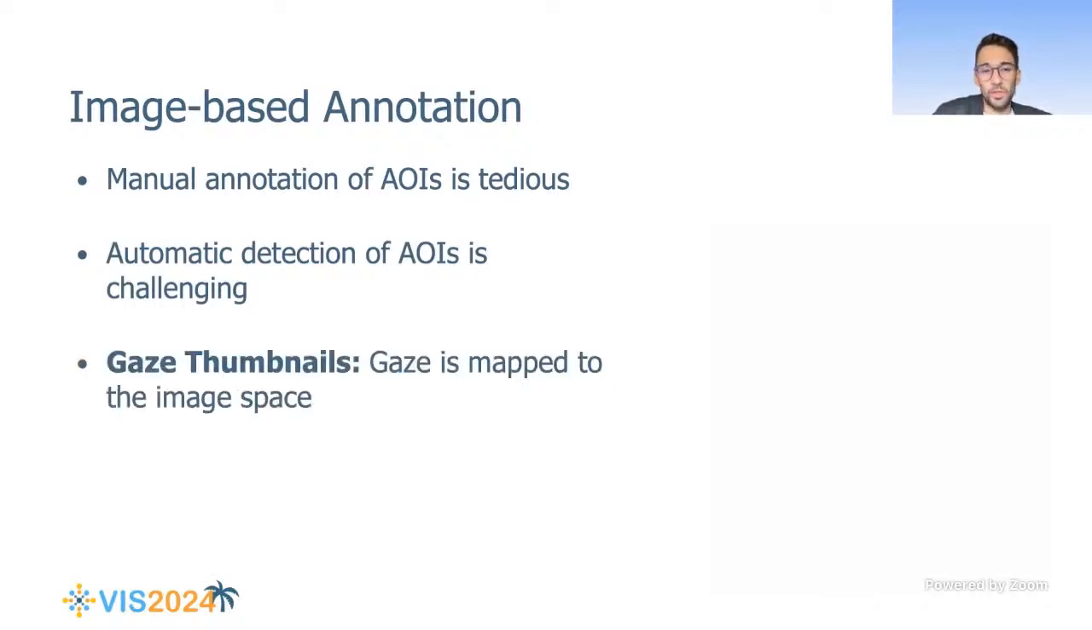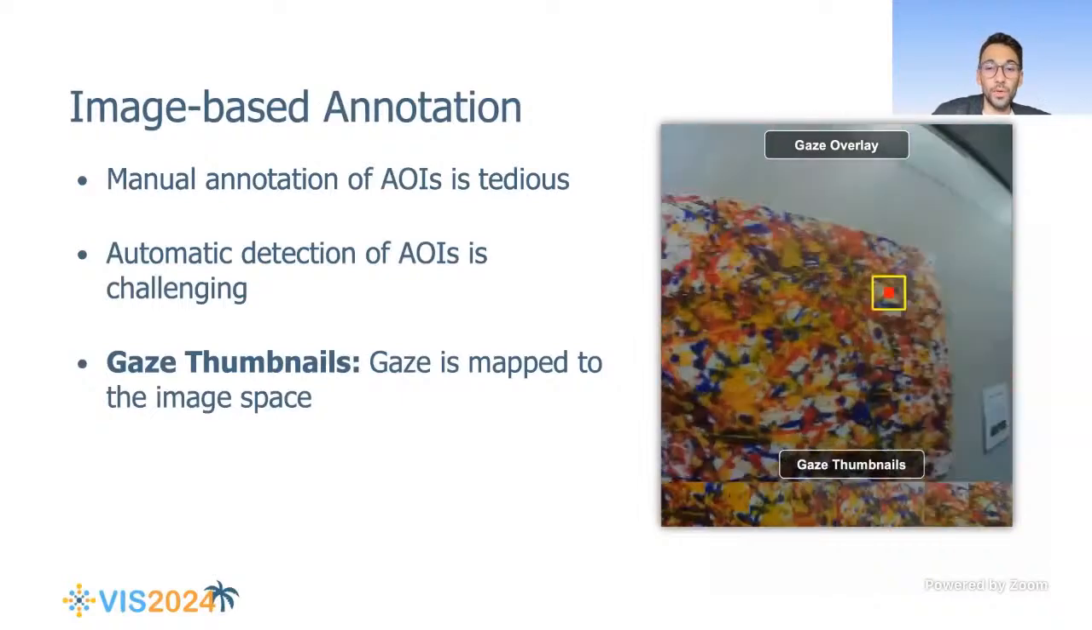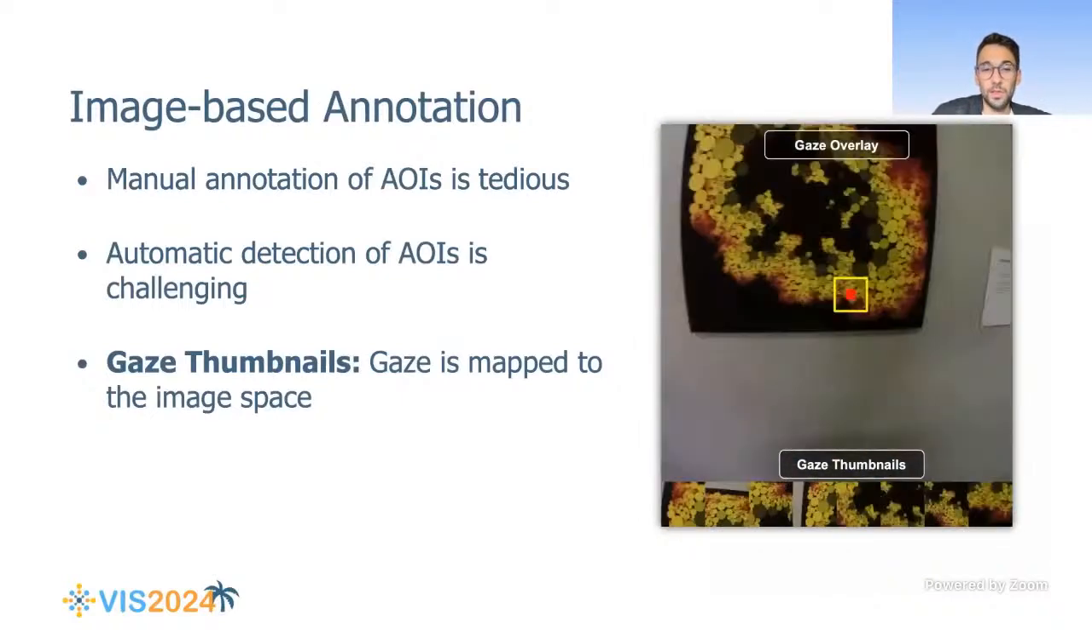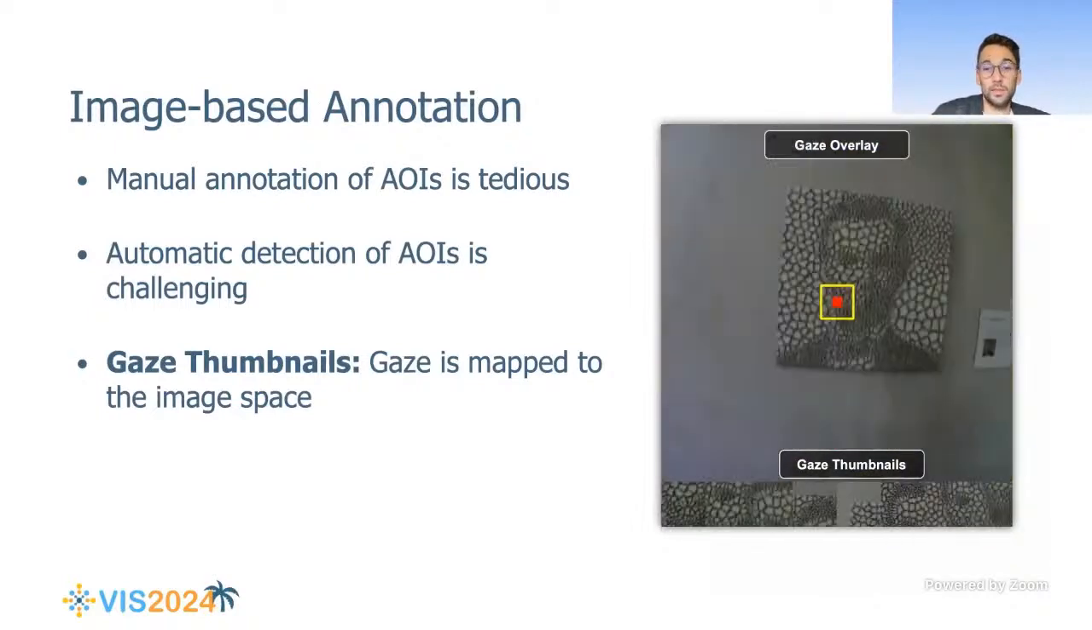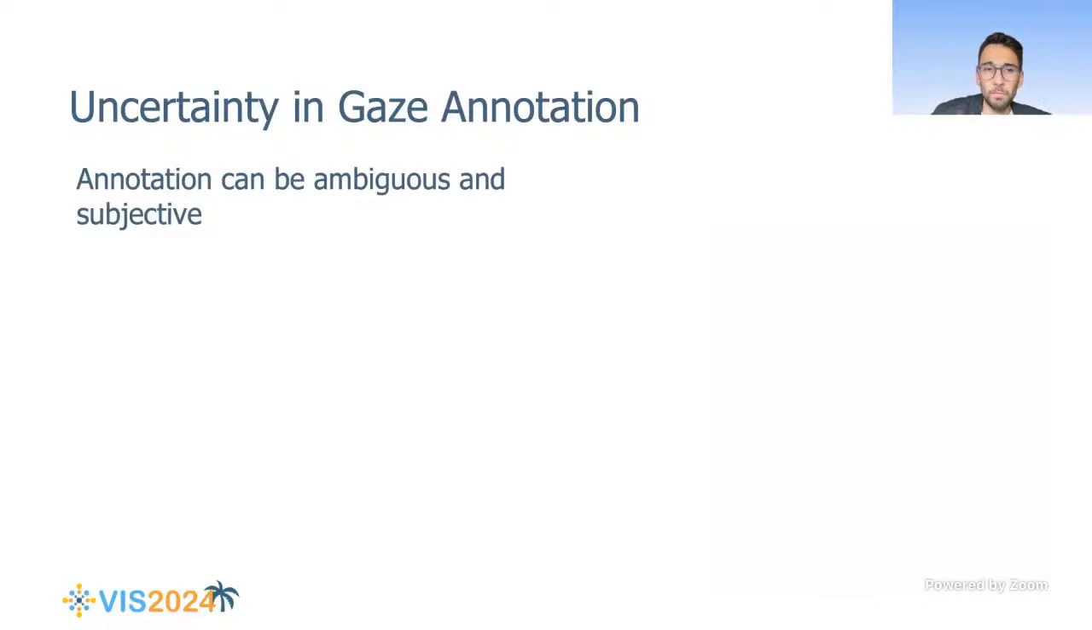There are alternative approaches to annotate gaze data. For example, gaze thumbnails, which provide a link between gaze points and the actual stimulus. These thumbnail representations can serve as a basis for the annotation task. Another problem of annotating gaze data is uncertainty. Annotation can be ambiguous and subjective, in particular because often fixations are labeled and not individual gaze samples.